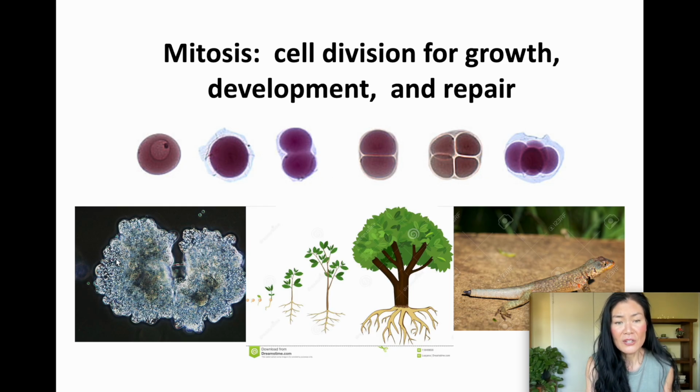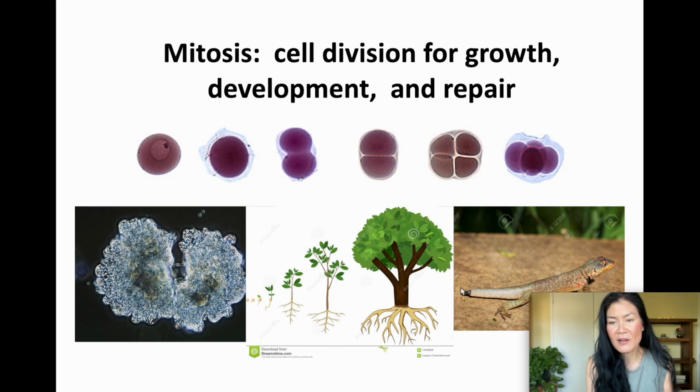Over here, you have an amoeba, which is a single-celled eukaryote, and it's dividing by mitosis for the purpose of asexual reproduction. And then over here you have a tree. It starts off as a little seedling and it's developing by mitosis. It's getting bigger, thicker, and taller by mitotic division.